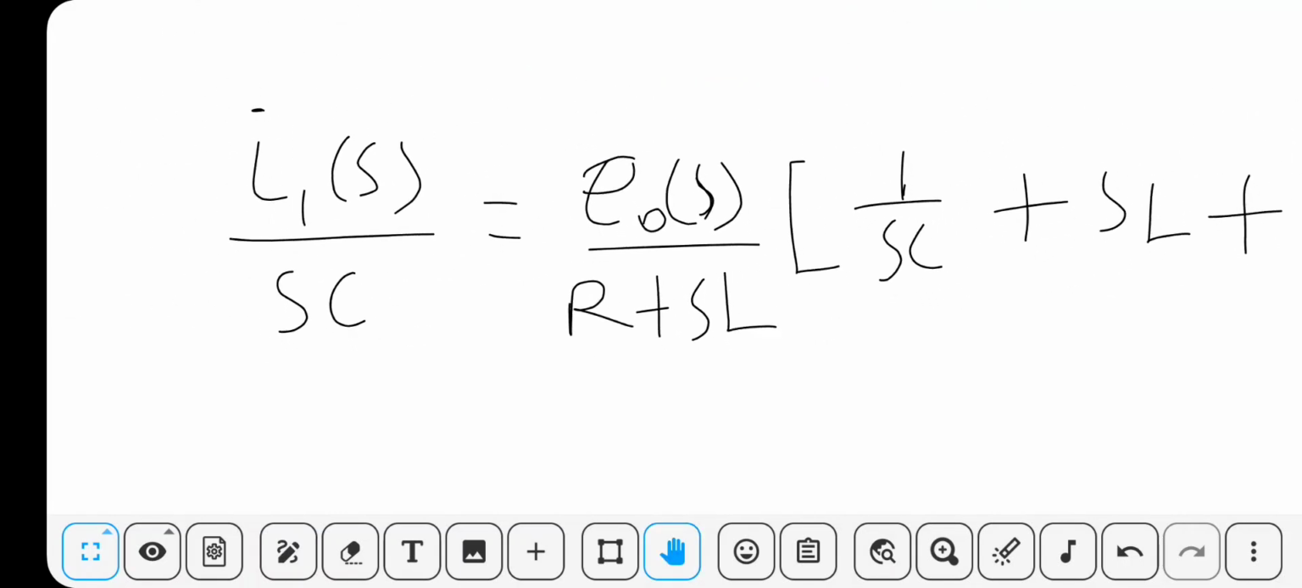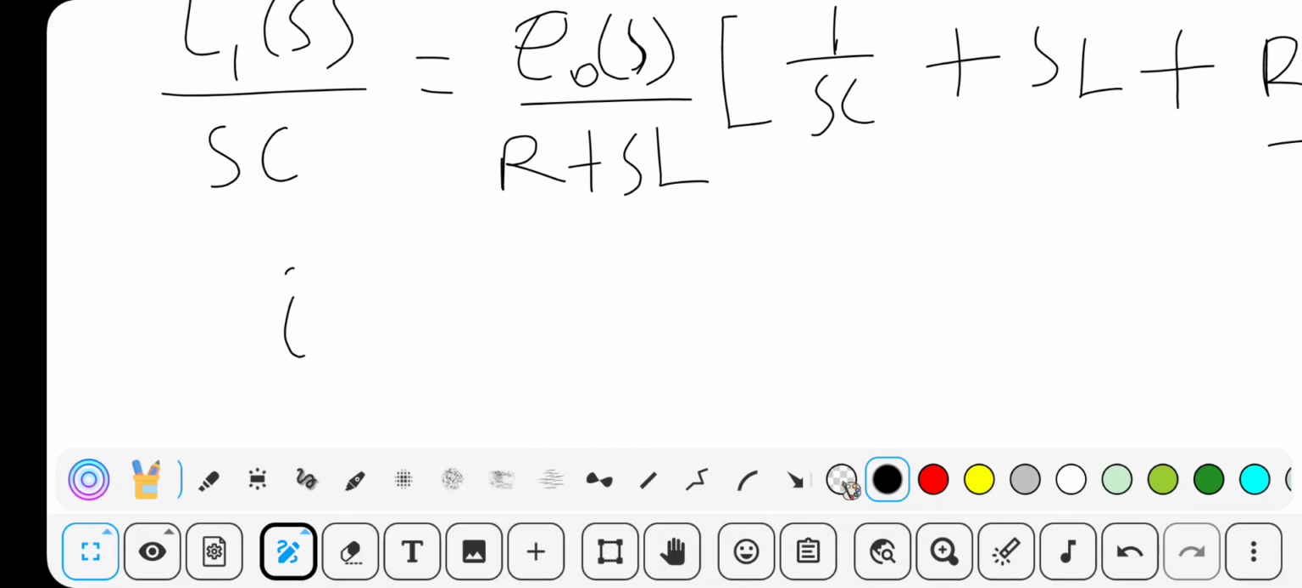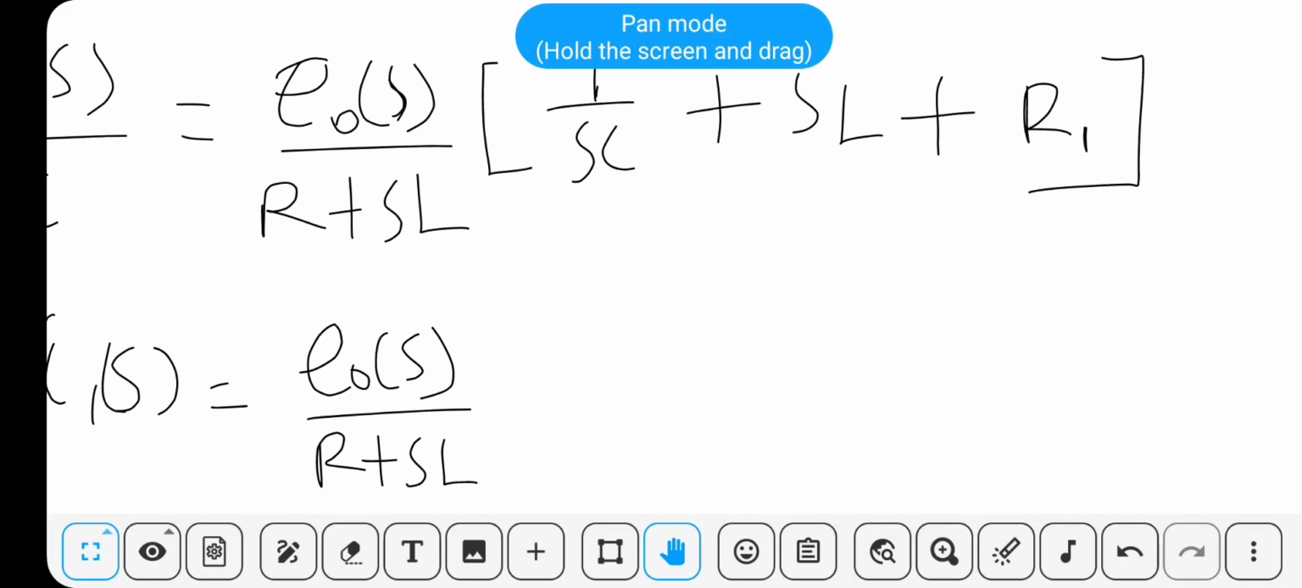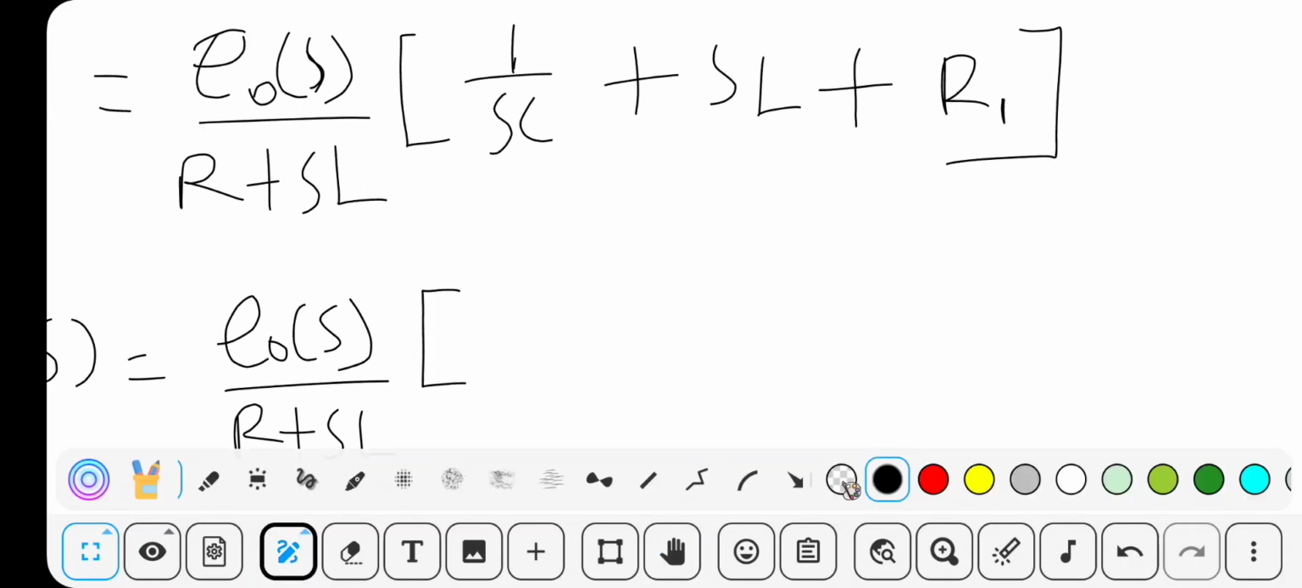So now if we cross multiply this to make I1 the subject, this should still be here, plus SL, then multiply through by SC, this should be 1 plus S squared CL plus SCR1.